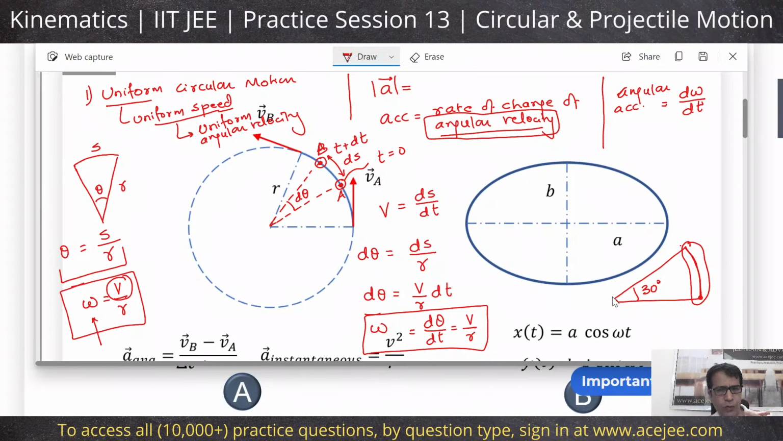So omega is v by r. Correct, Namita? Omega is v by r. Yes, sir. Now, the question is, which acceleration are we talking about? We said it's a uniform angular velocity. Does the particle still have acceleration? Well, as per the definition, acceleration is the rate of change of velocity.